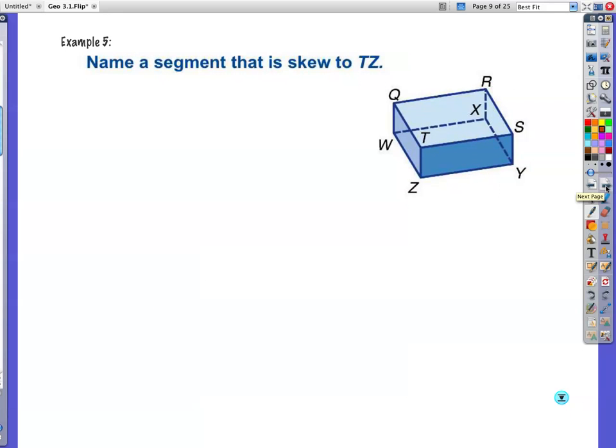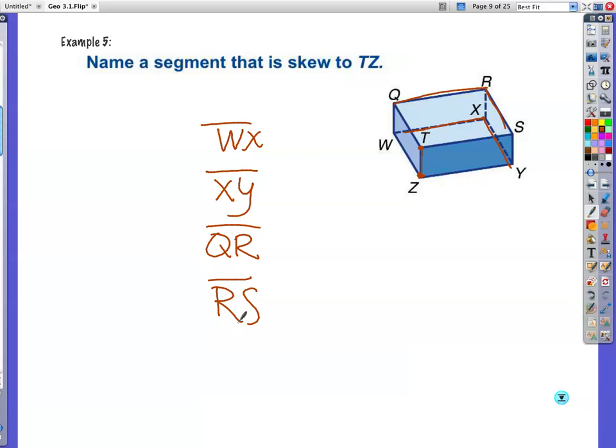Example 5, name a segment that is skew to TZ. You only have to name one. I'm going to give you a couple here. You could say segment WX. You could say segment XY. You could say segment QR. The thing is, you got to kind of visualize. I know it's a two-dimensional picture, but we have to think three-dimensional here. I think segment RS as well. And that looks to be about it.